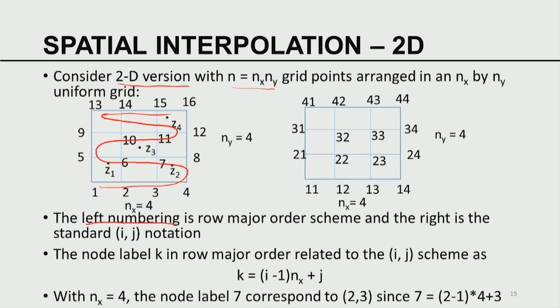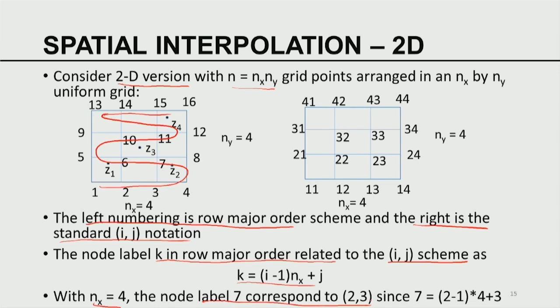The left numbering system is called the row major order. The right numbering system is the standard IJ notation. These two notations are related. So if K is the value of the grid point in the row major order, and IJ is the coordinate in the two dimensional representation, K and IJ are related by this relation: K is equal to I minus 1 times nx plus j. For example, when nx is 4, the node labeled 7 corresponds to 2, 3, since 7 is equal to 2 minus 1 times 4 plus 3.